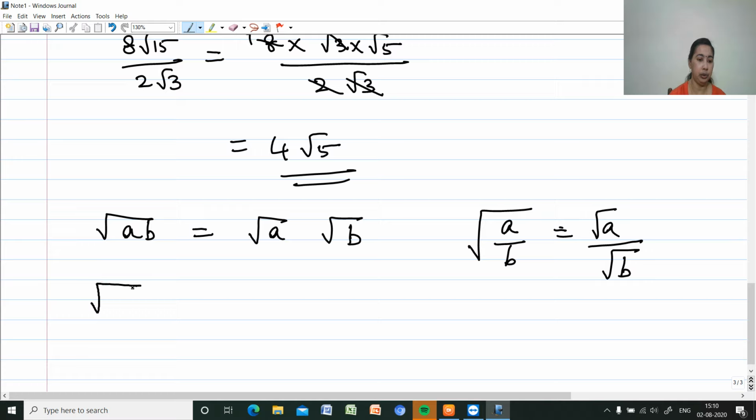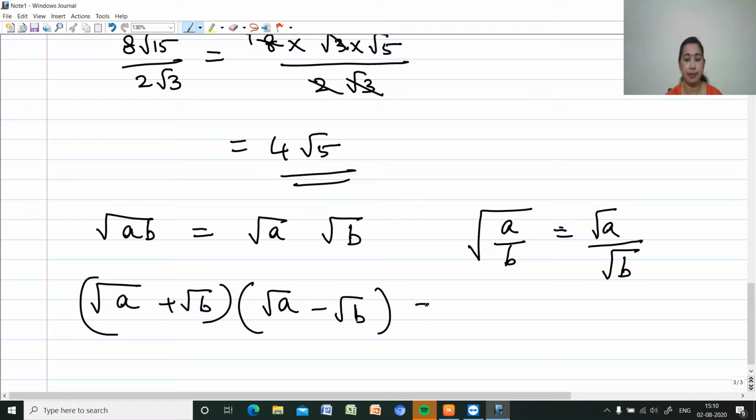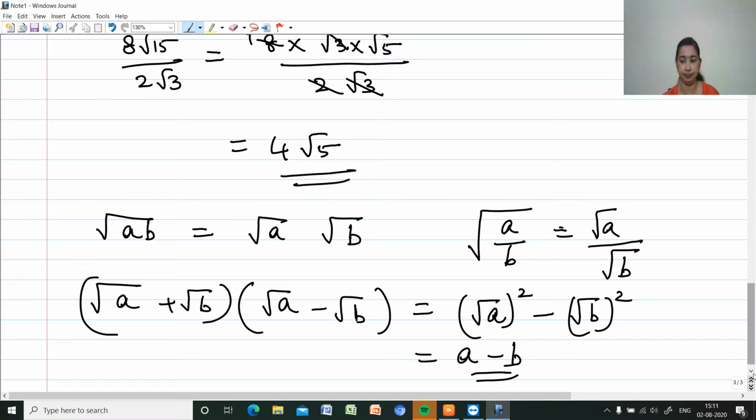Then root a plus root b into root a minus root b is the same as, say this is our identity, a plus b into a minus b. Instead of a it is root a, instead of b it is root b. So the same identity we have to apply here. If it is a plus b into a minus b, then the identity is a square minus b square. So here root a plus root b into root a minus root b can be written as root a whole square minus root b whole square, that is equal to a minus b.